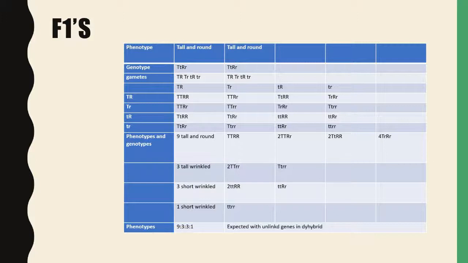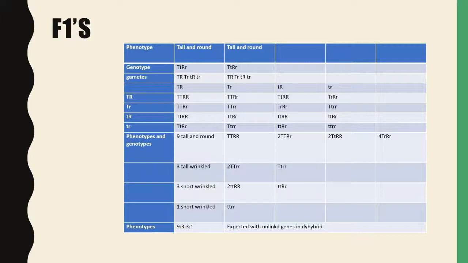So F1s then. As we know from our previous cross, we obtained the genotype big T, small t, big R, small r. So what if we cross these two tall and round plants together? Let's see what their offspring would be. Obviously the gametes are different, there are more gametes. So we have capital T capital R, capital T small r, small t big R, and small t small r.